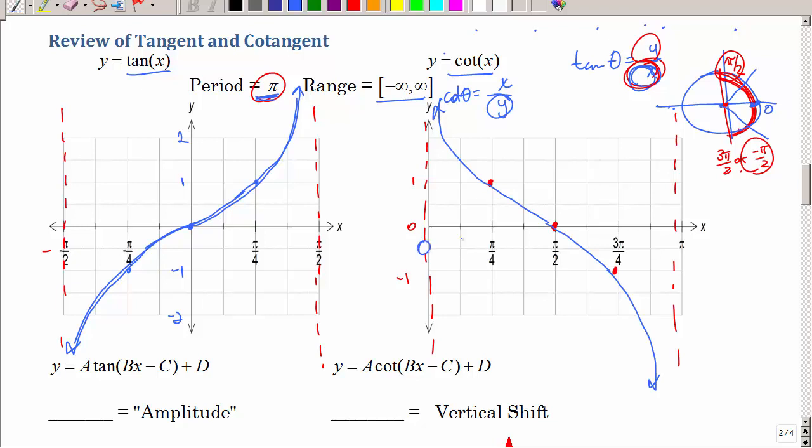So they're kind of mirror images, they're also shifted. So we have asymptotes here at 0 and pi, and asymptotes here at negative pi over 2 and positive pi over 2.